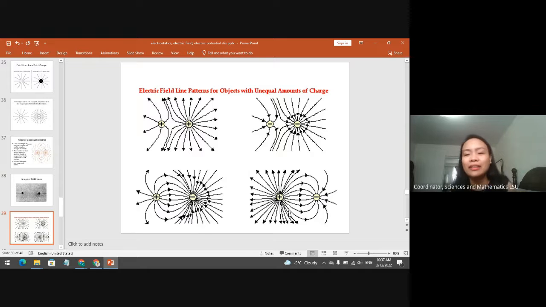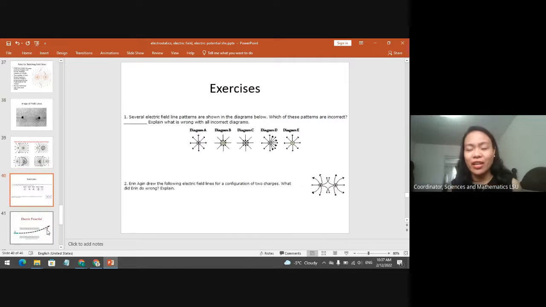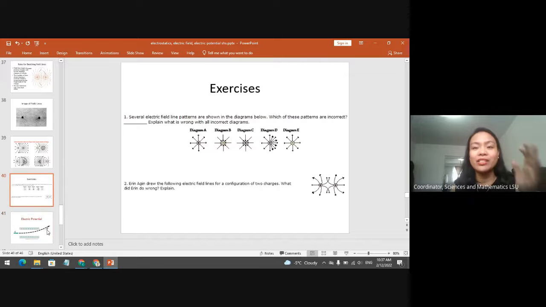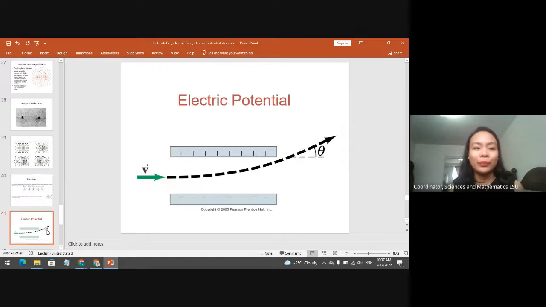And on the other hand, we have a positively charged object and a negatively charged object. For the positive going away, negative going towards it, they are attracting each other. And the positive charge has a greater magnitude than the negative charge. Okay, so I have here exercises for you guys to answer by yourself, to practice answering. So practice this at home.